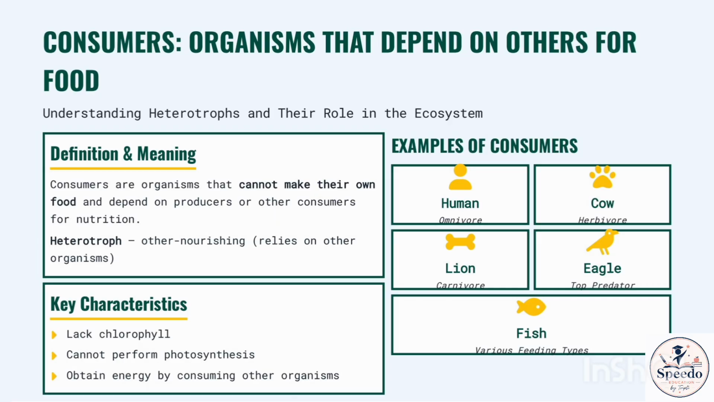Consumers include a wide variety of organisms such as humans, cows, goats, rabbits, deer, lions, tigers, snakes, eagles, fish, frogs, insects, and so many more. Some consumers eat only plants, some eat only animals, some eat both plants and animals. Scientists classify consumers into different groups based on their feeding habits. These groups include herbivores, carnivores, omnivores, and parasites.